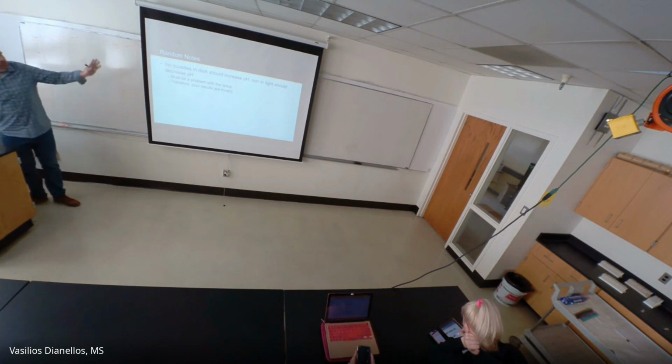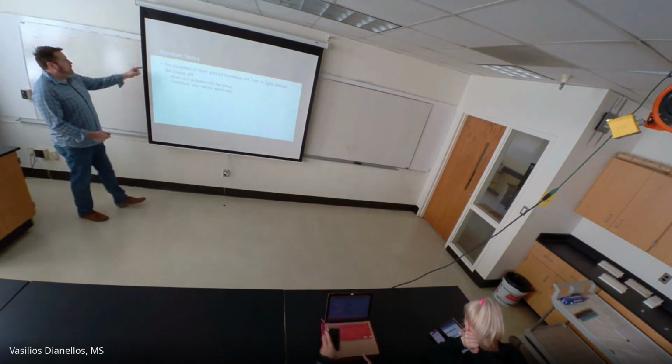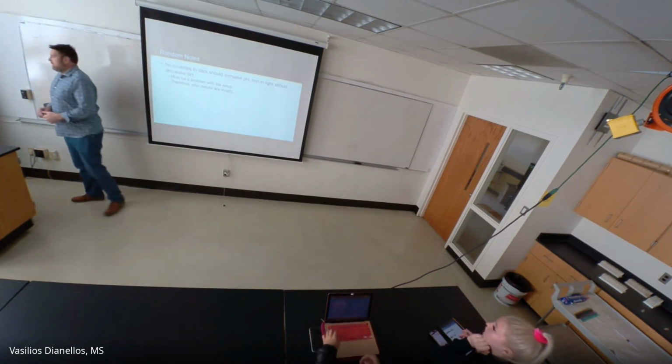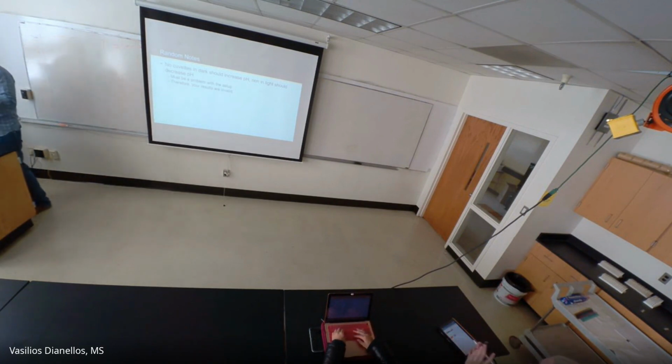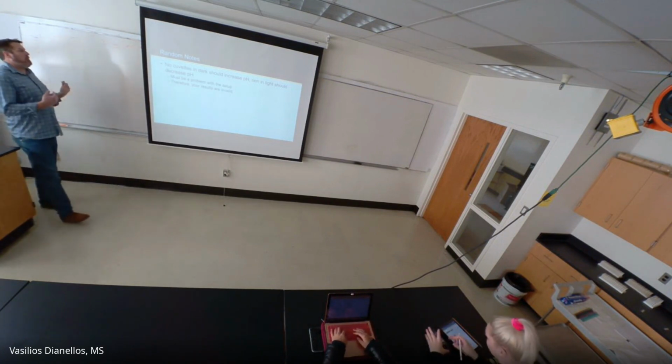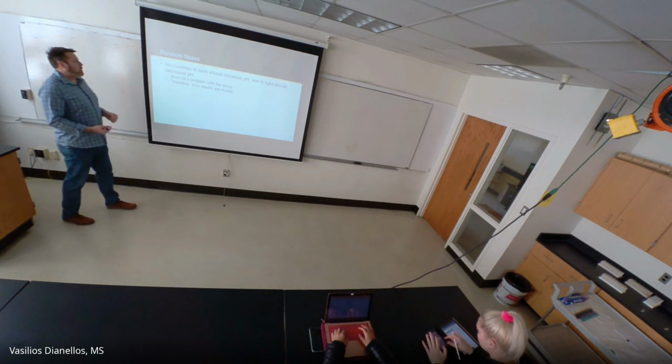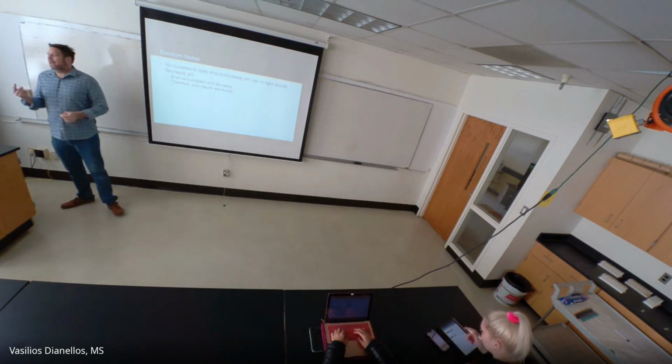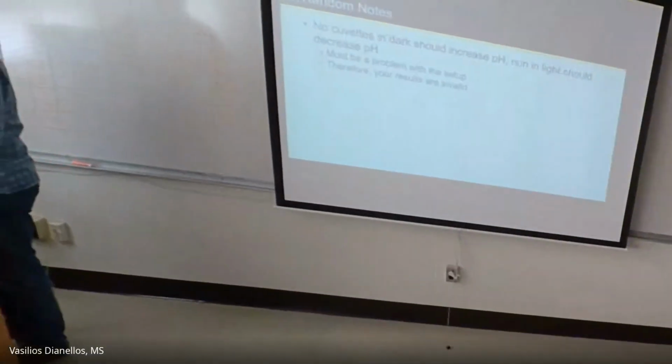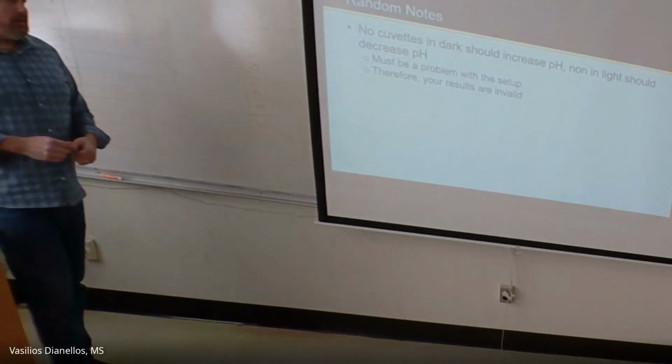These are just some random notes, some things to consider. No cuvette in the dark should increase the pH, right? It's in the dark. That means it shouldn't be getting any light. It shouldn't be doing photosynthesis. Therefore, the pH should not increase. If it does increase, that means there's something wrong, right?